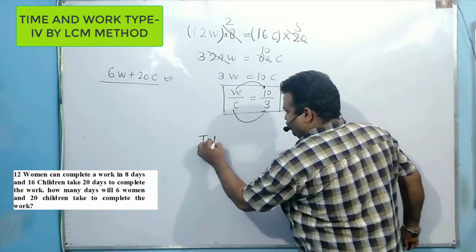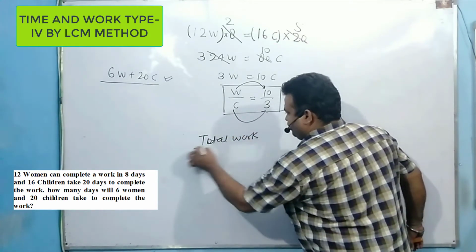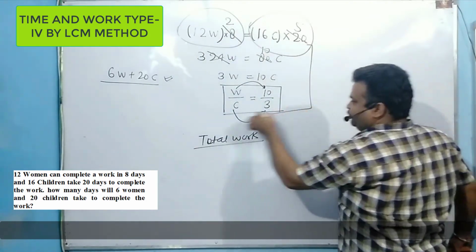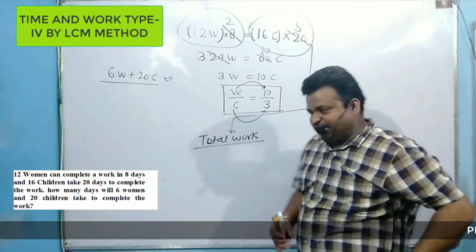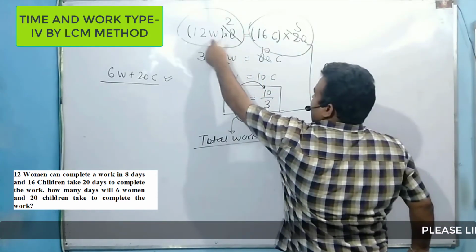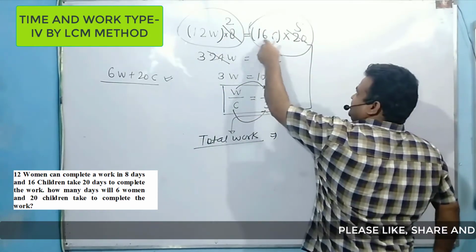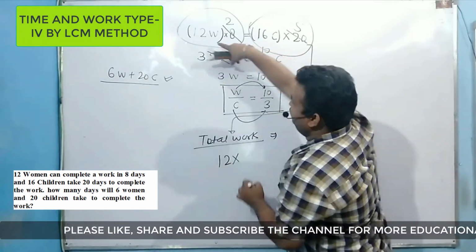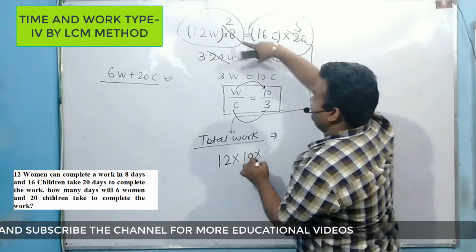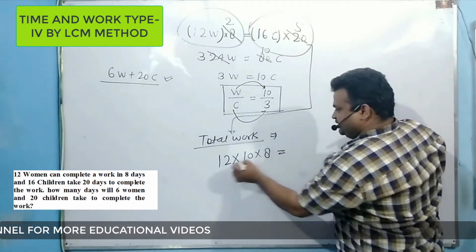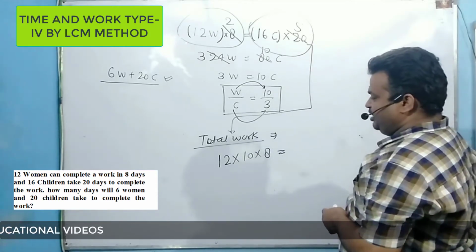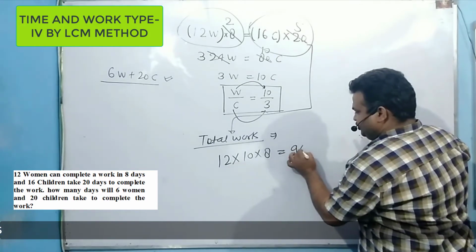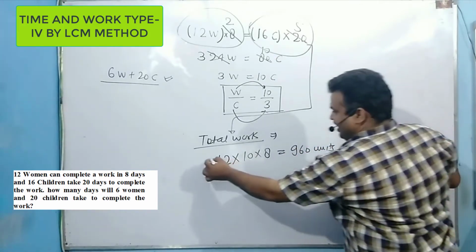Now you need to calculate what is my total work. So how do you calculate total work? Total work can be calculated using either this equation or this equation. Both will give you the total work which needs to be completed. Because 12 women complete it in 8 days, the total work is 12 women working 10 units per day for 8 days. So this is 12 tens are 120 multiplied by 8, so 960 units.